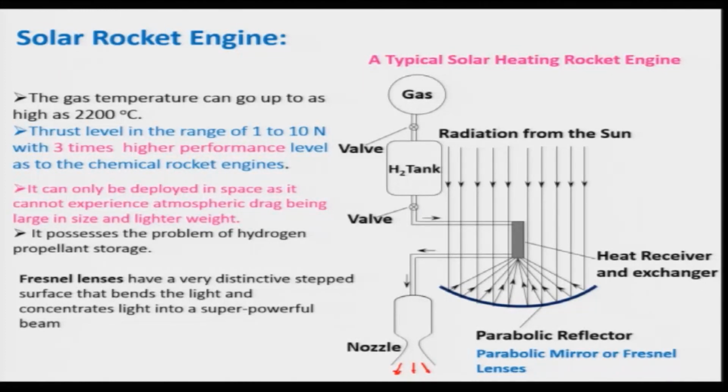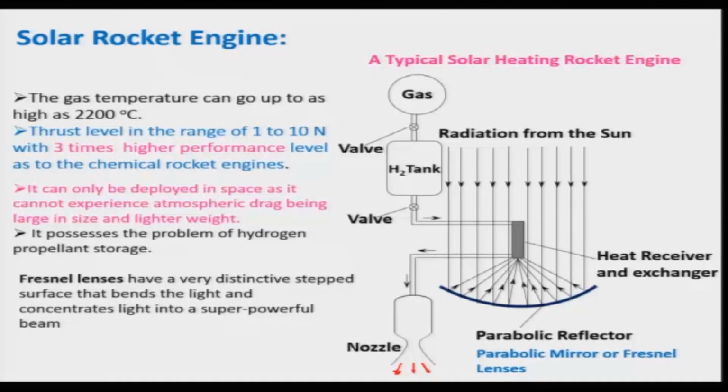So, as I mentioned earlier, this is the reason why it cannot be used on the Earth surface or any other planet, and it poses the problem of hydrogen propellants like storage problems and other kinds of problems. However, hydrogen is being preferred over here due to its thermal diffusivity being higher. Therefore, it is being utilized in the case of solar heating rocket engines.